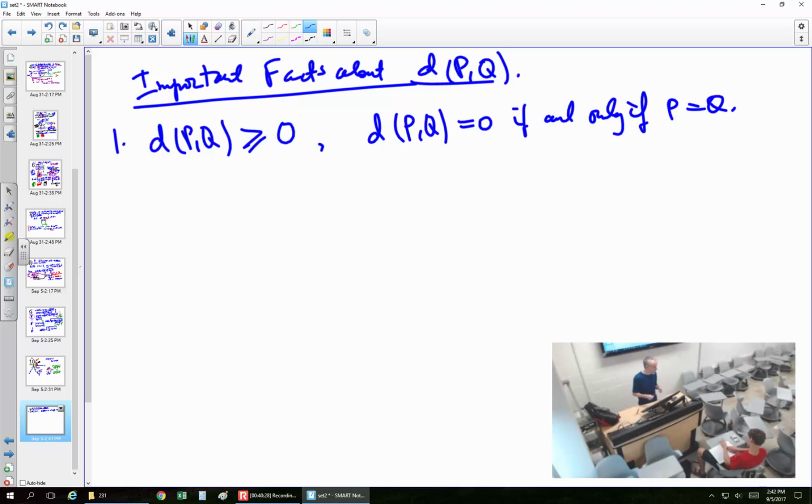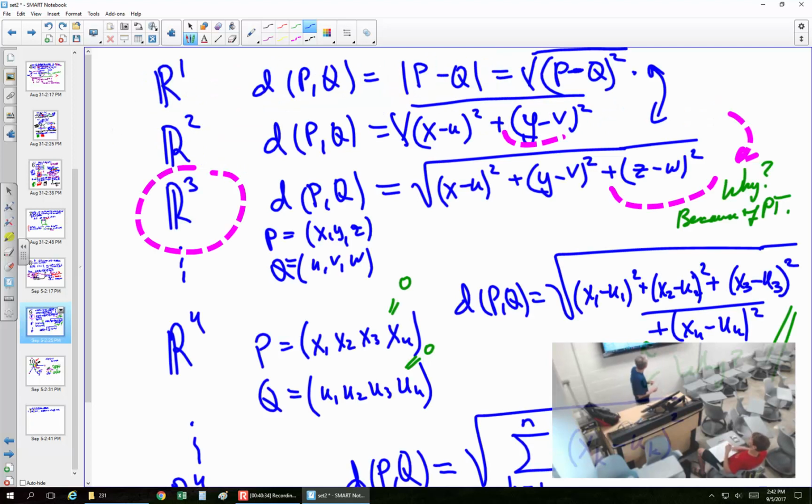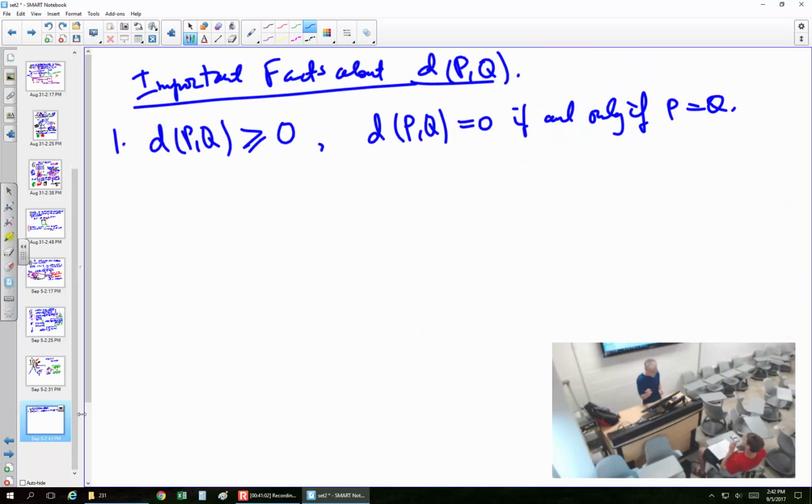It cannot be 0. If you look carefully at the formula, unless all of these pairs are equal, these are equal, these are equal, those are equal, the number will not be 0. And vice versa. If there's a difference, you will end up with a positive number. So the only possibility when the distance is 0 is when it is the same point. The distance from the point to itself is 0, and otherwise this is impossible. So that's property number 1. Property number 2 is dpq is equal to dqp.